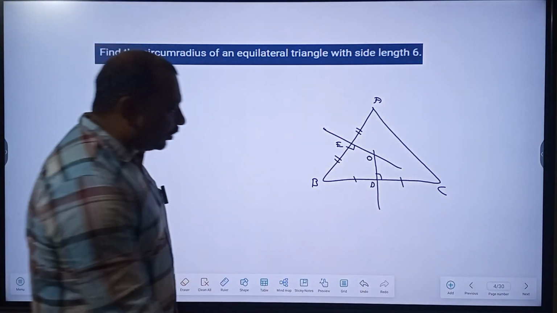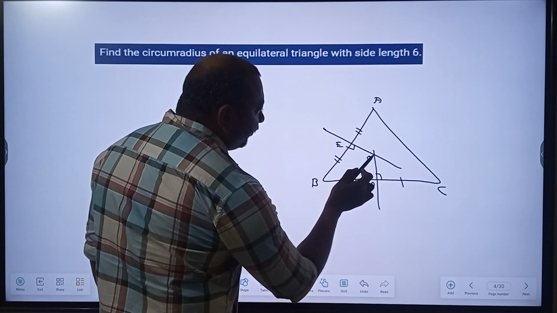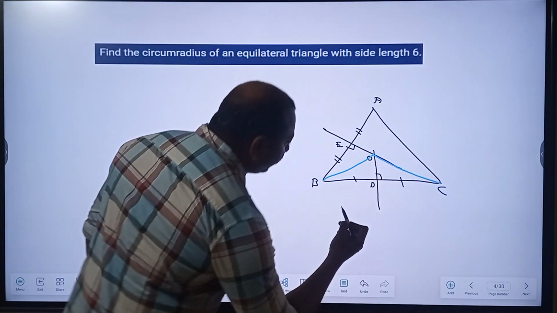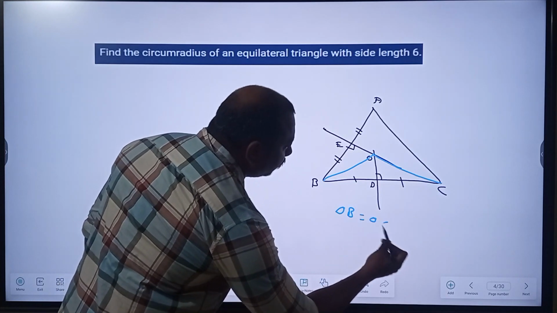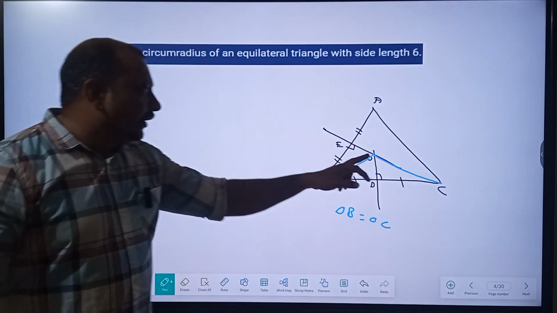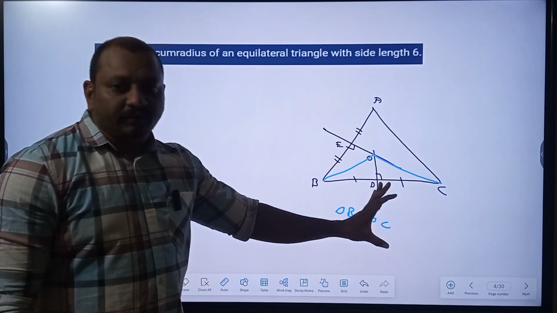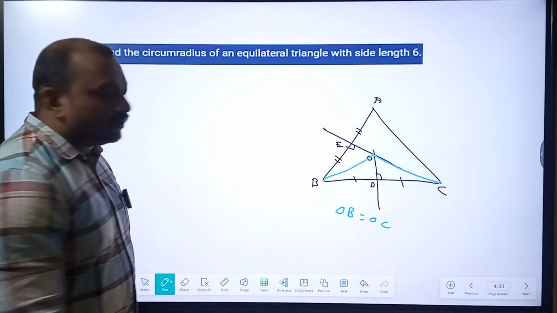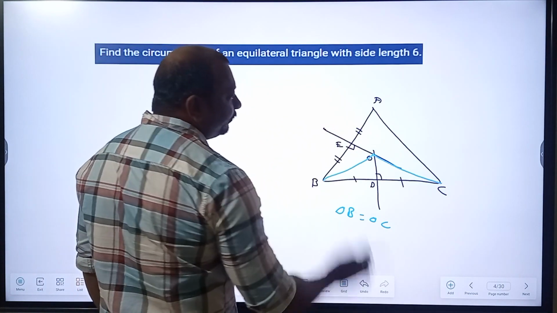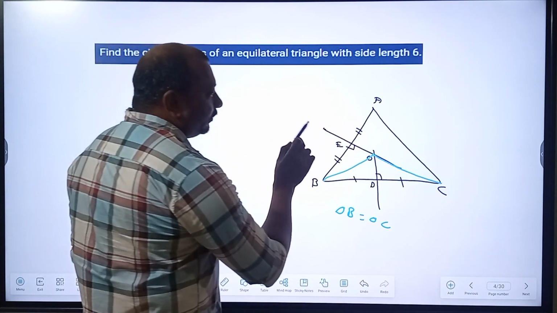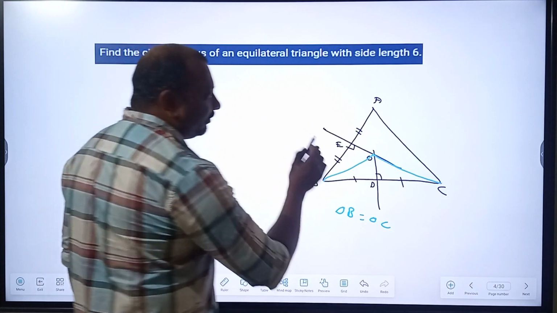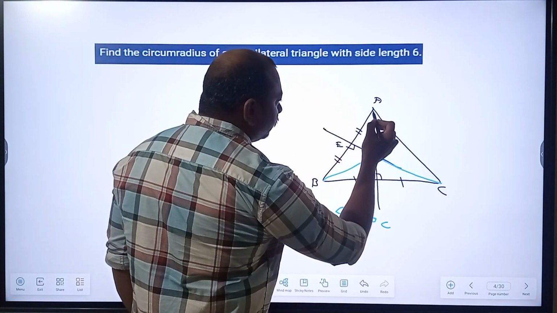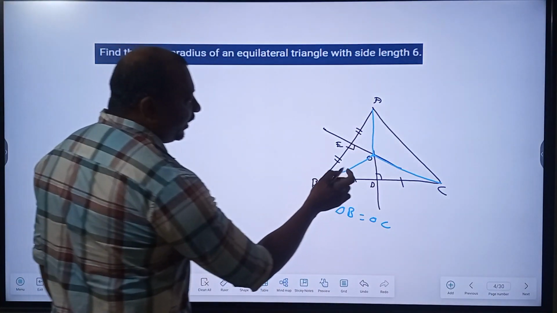Okay. Now this O is definitely equidistant from B and C. So from this we can write OB is equal to OC. This is the point lying on the perpendicular bisector of BC. At the same time, this is the point lying on the perpendicular bisector of AB. So this is also equidistant from the points A and B.